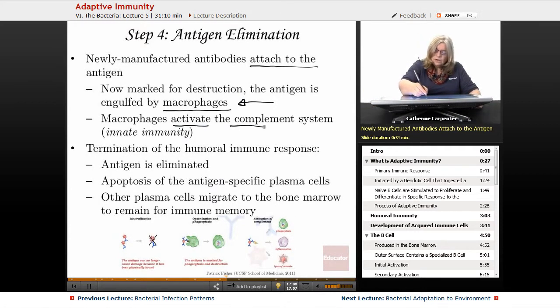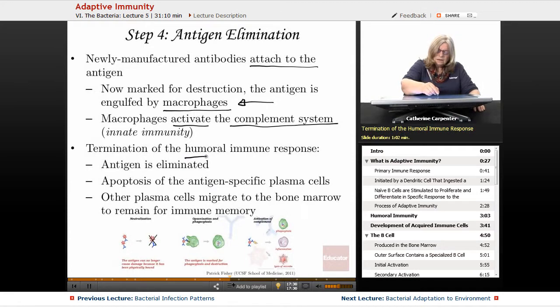Now, remember, we had a whole separate lecture on complement. And remember, complement is part of the innate immune system. But if you remember too, complement has its own independent action on these pathogens. And sometimes pathogens can be eliminated entirely without even making it to the adaptive immune system.